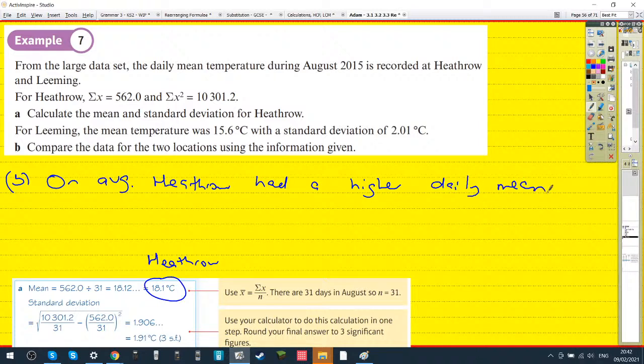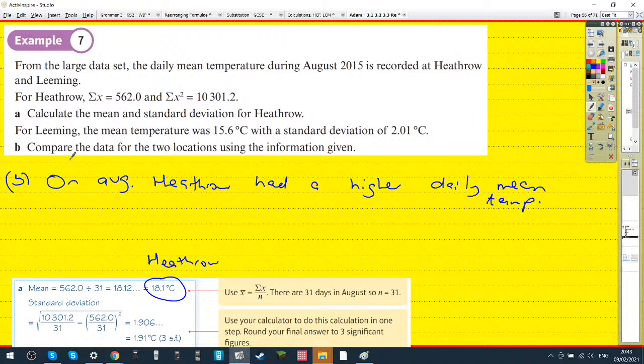And what's the significance of that? If the mean is higher in Heathrow than the other, then that means Heathrow is hotter. What is the significance of the standard deviation being bigger? The temperature is more spread out. So you have days that are much hotter than the average. You also have days that are much colder than the average. So they might average out into the middle, but they are more spread out.